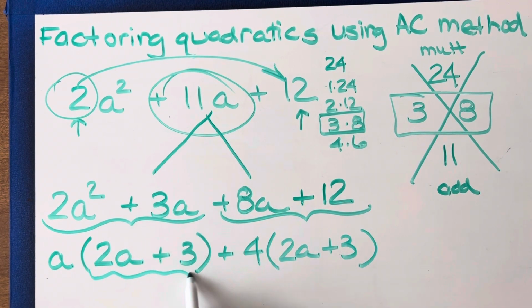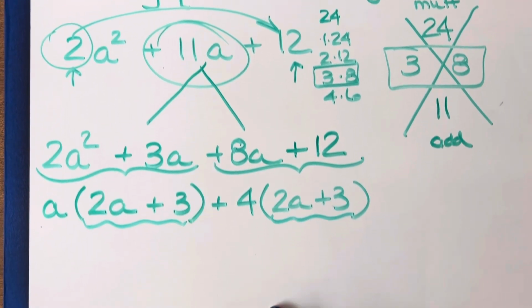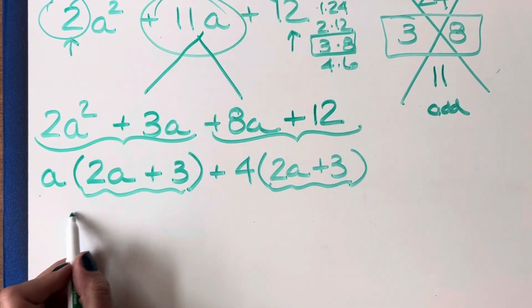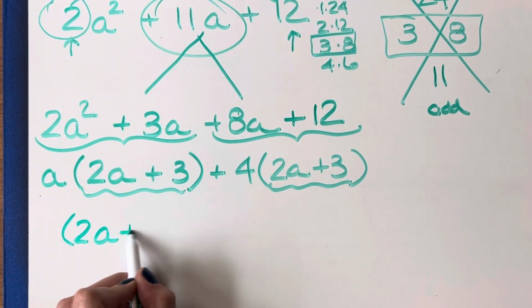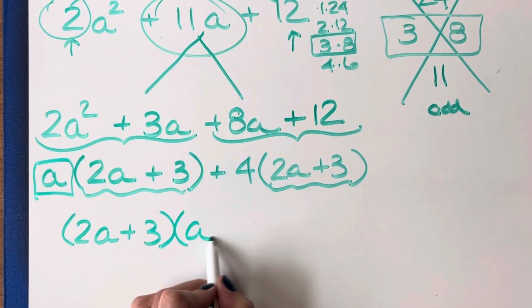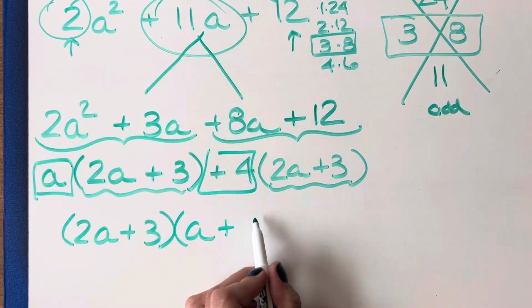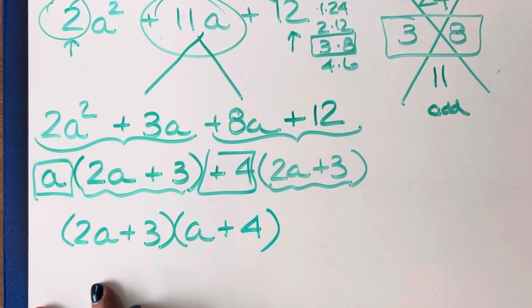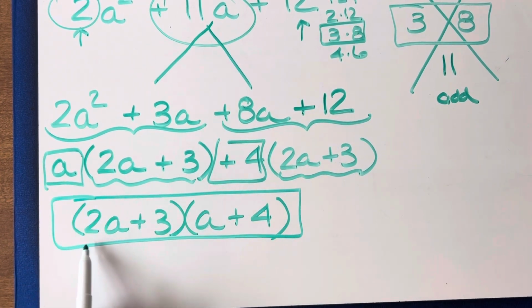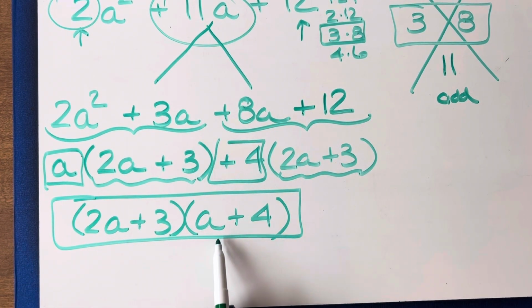What should happen is that what's left in the parentheses needs to be the same thing, because that now acts as our GCF that we will factor out. And then what's left is the a and this plus 4, and that gives me my other factor. So my solution is 2a plus 3 times a plus 4. And that's one more example of using the AC method.